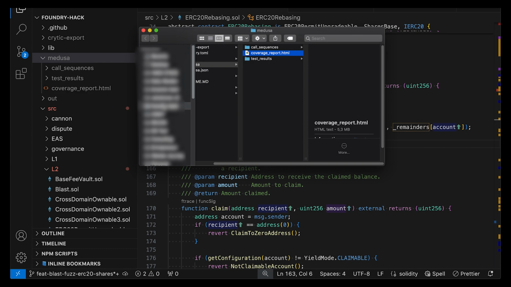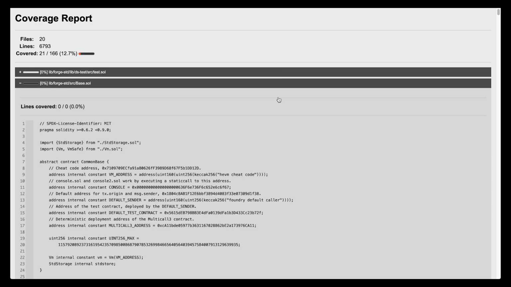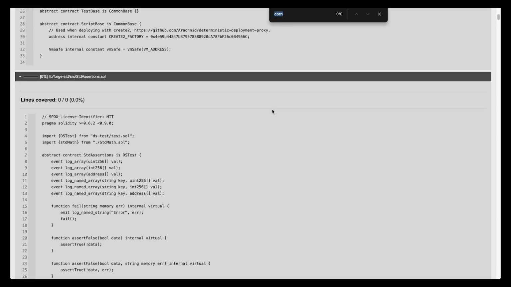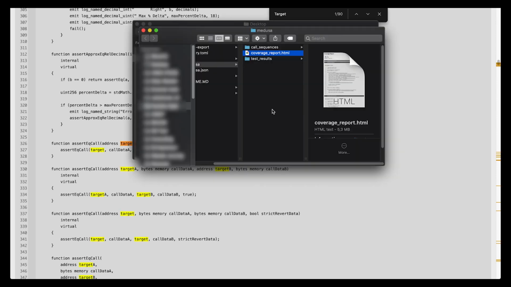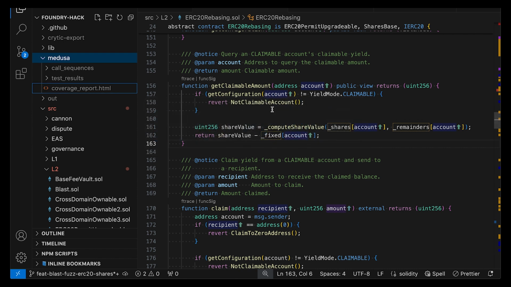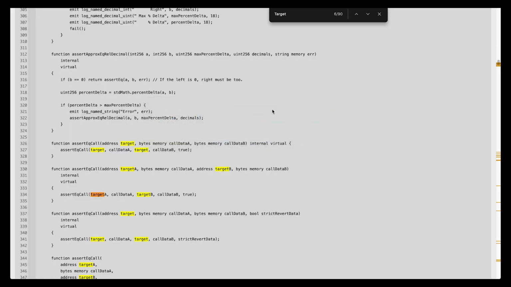So let's see what the Medusa coverage report looks like. Maybe, because as I said, I think I ran a bunch of these. So target functions.